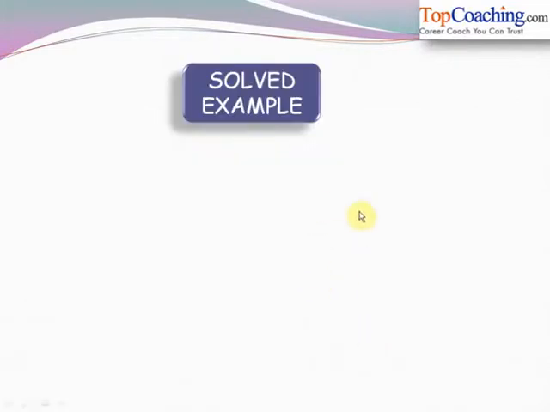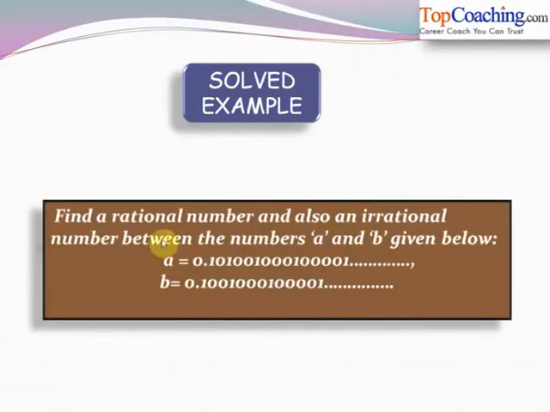Let's try to see one more solved example. Find a rational number and also an irrational number between the numbers a and b given below, where a is equal to 0.10100100001 0000 1 and so on, and similarly b is equal to 0.100100001 00001 and so on. So in this problem we have to find a rational number between the two numbers a and b, and also an irrational number between these two numbers. How to do that?